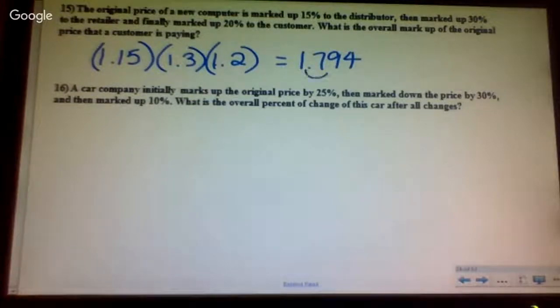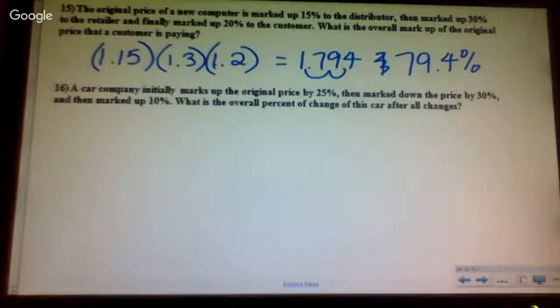1.794. So if I move this over, this has been marked up by 79.4%. It's 79.4% above 100. Does that make sense? Because you're trying to figure out how much above 100 it is, so it is 1.794, but it's 79.4% above 100. Does that make sense? Okay.